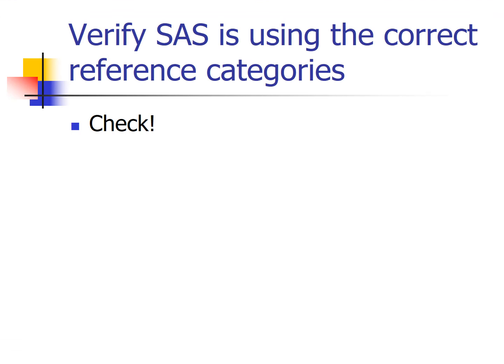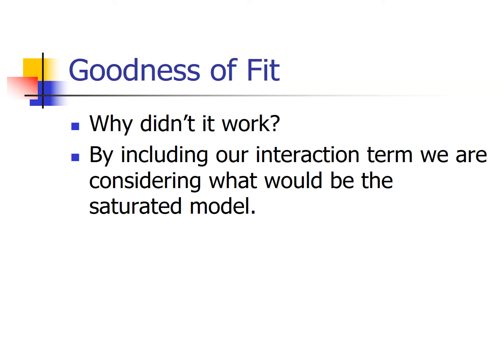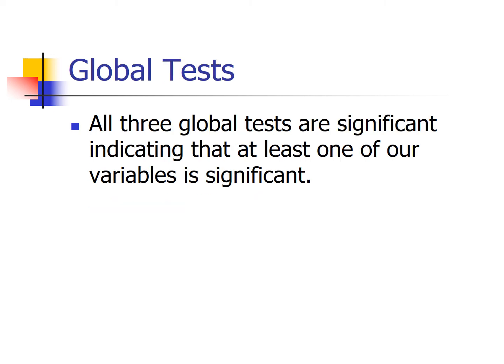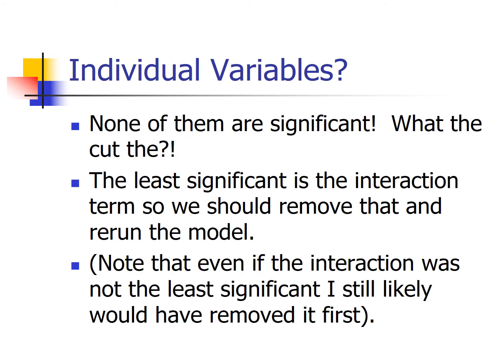So verify SAS was using the correct reference categories. Check, we did that. We talked about why the goodness of fit test didn't work. We talked about how all three global tests, like almost always, agree, and they agree in terms of being significant. We saw none of the individual variables were significant, which seemed to contradict the previous slide at first, but then when we realized they're type 3 tests, we realized that they weren't necessarily contradicting it. And ultimately, we concluded what's being told to us is we should remove that interaction term.